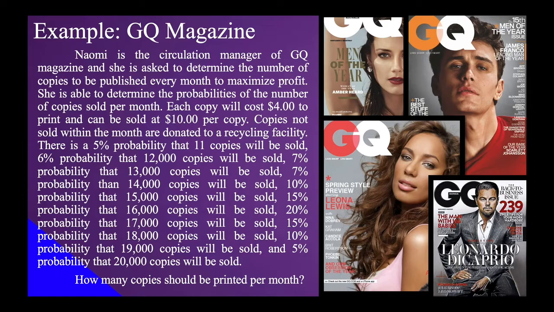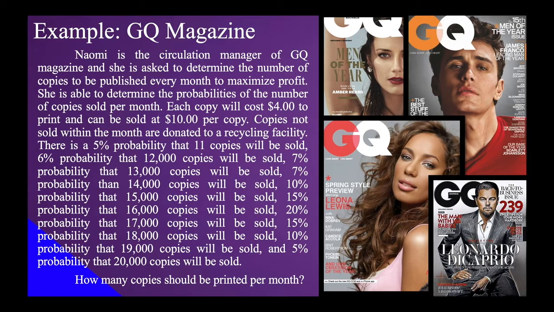There is a 5% probability that 11,000 copies will be sold, 6% probability that 12,000 copies will be sold, 7% probability that 13,000 copies will be sold, 7% probability that 14,000 copies will be sold, 10% probability that 15,000 copies will be sold, 15% probability that 16,000 copies will be sold, 20% probability that 17,000 copies will be sold, 15% probability that 18,000 copies will be sold, 10% probability that 19,000 copies will be sold, and lastly, 5% probability that 20,000 copies will be sold. The question is, given all those probabilities and those discrete numbers of copies, how many copies should be printed per month? Okay, so that is the problem of Naomi.